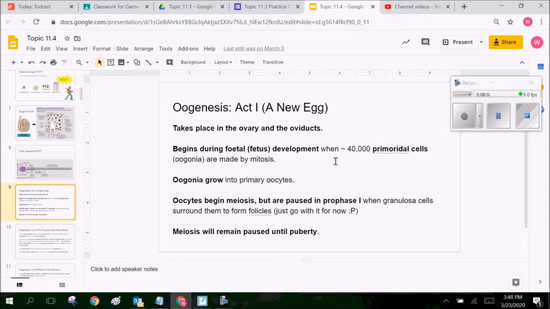These cells are going to grow into our primary oocyte. So just like we had on the last stage, where the original cells produced by spermatogenesis grew into a larger form, the same thing happens here: primary oocytes. And then our oocytes begin meiosis just like we had before, but this time they're paused in prophase 1 when follicles surround them. These cells surround them and shut down the division process at prophase 1. This will remain paused until puberty.